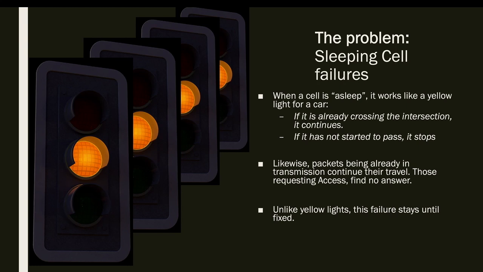In the same way, a sleeping cell continues transmitting packets from devices already connected. On the other hand, those sending a request for access are not attended. The big difference between intersections with a yellow traffic light and a sleeping cell is that while we know the traffic lights will change in a couple of seconds, cells remain asleep until the operator fixes the problem.